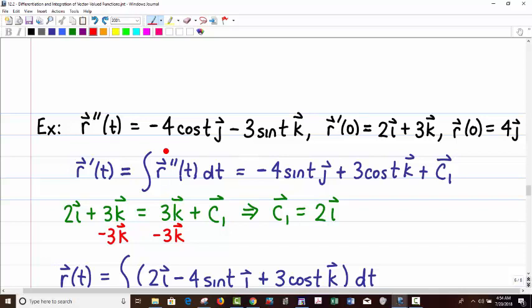So the antiderivative of negative 4 cos t will be negative 4 sine t. Antiderivative of negative 3 sine t will be 3 cos t. And then plus, I'll call that C1, but I think it's all right if you didn't put the subscript there. I just did it because technically it'll be a different C for the next one, but it's probably okay just to use C. So we've got to find then what this C1 is here.